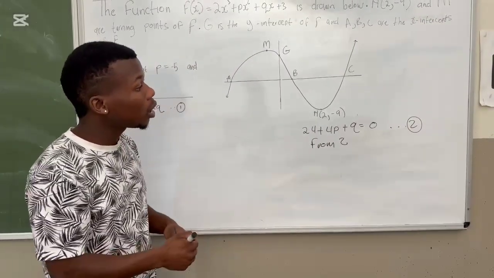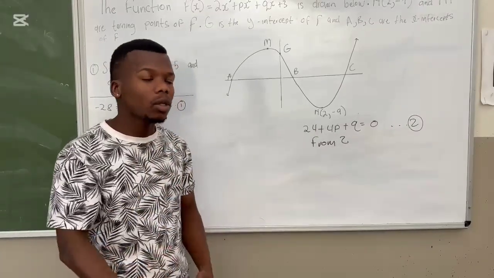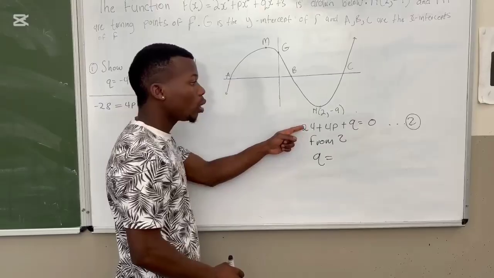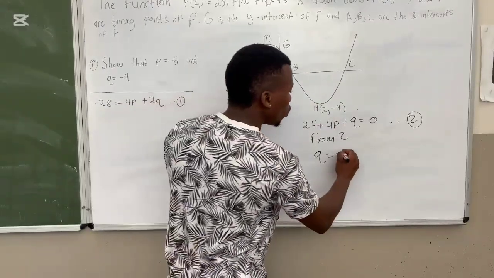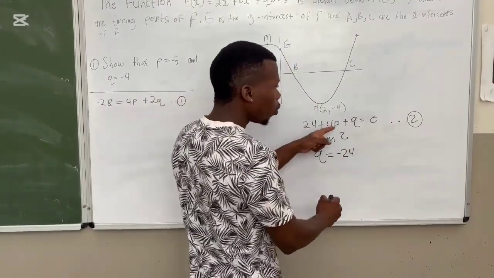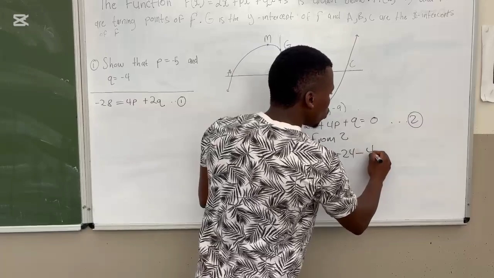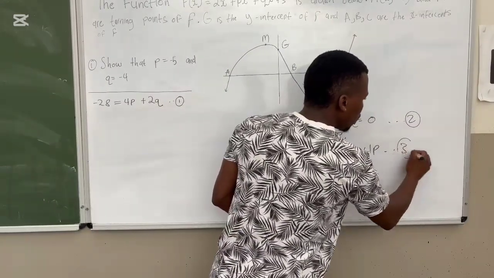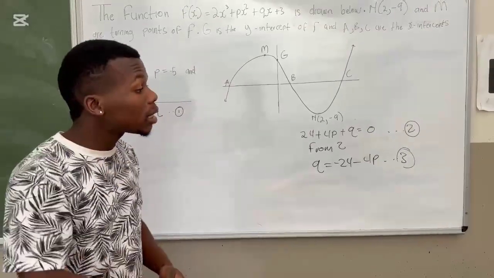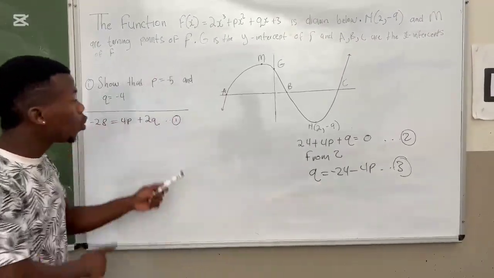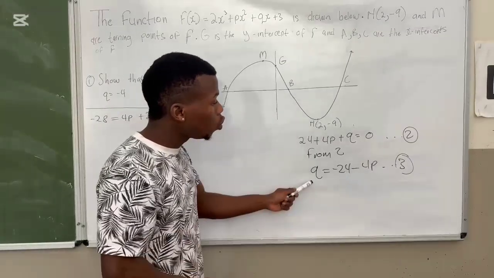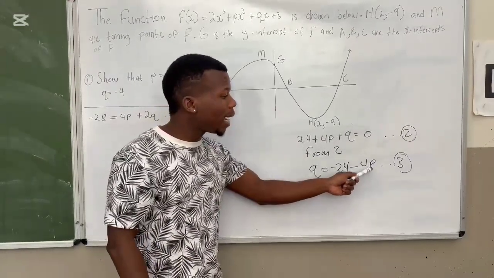Remember, equation 3 is that q is going to be the subject of the formula, meaning that I have q is equal to 24 transposed to this other side, which is going to be minus 24. 4p transposed to this other side is going to be minus 4p. And then this is equation number 3. And then you can say sub equation number 3 into equation number 1. In other words, where you see q, you substitute minus 24 minus 4p.